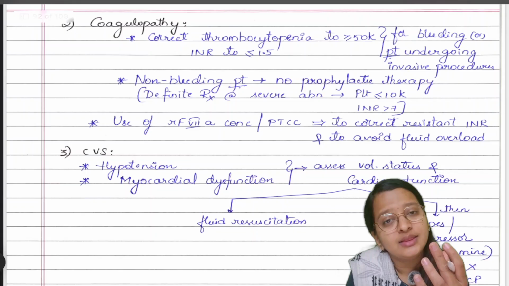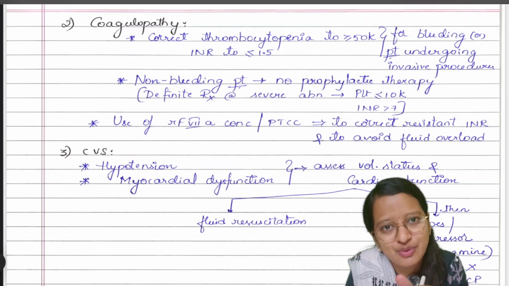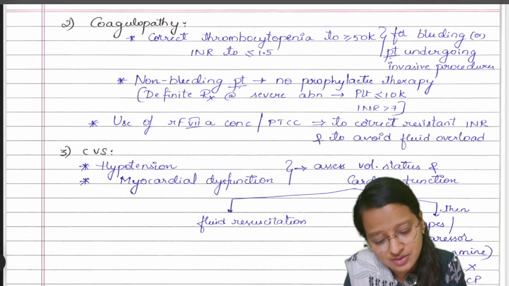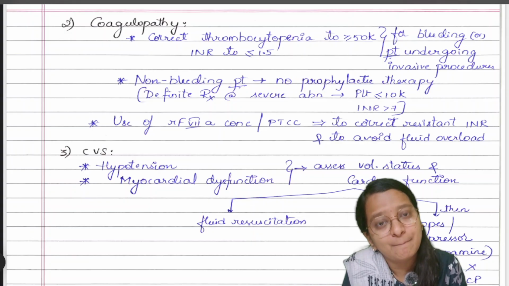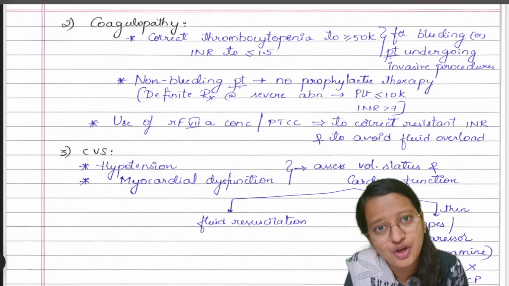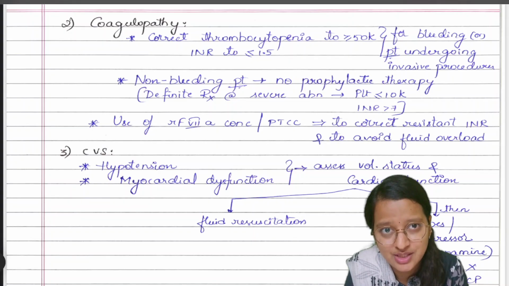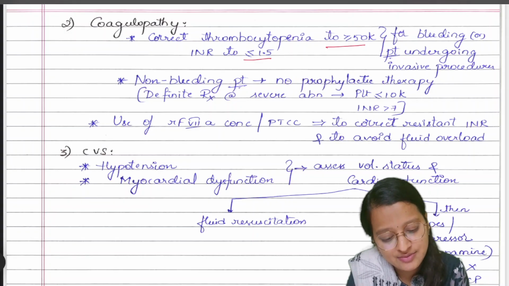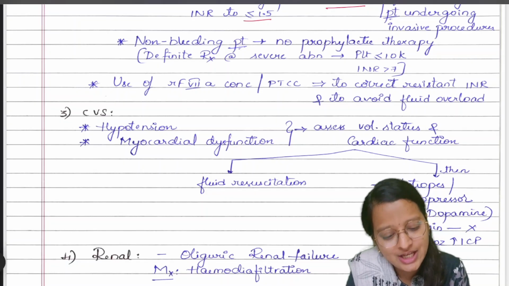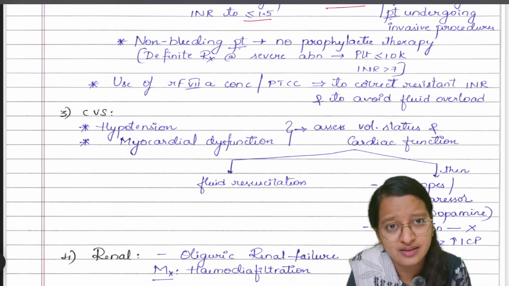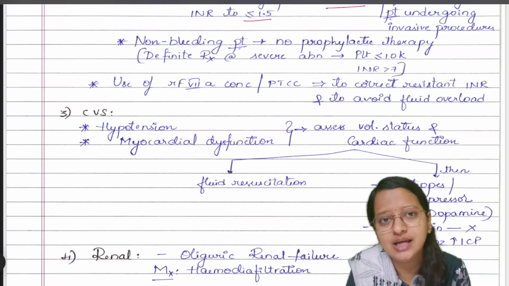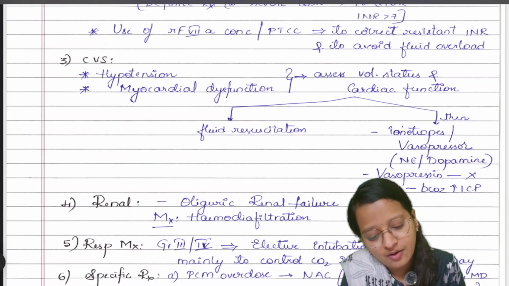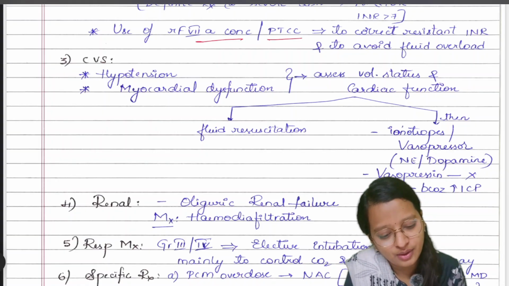Coming to coagulopathy, the correction or treatment for coagulopathy depends on the situation, whether the patient is bleeding or not, or whether any procedure is indicated for the patient. If the patient is bleeding or the patient has to go for an invasive procedure, you have to maintain your platelet levels at least greater than 50,000 and INR less than 1.5. If the patient is not bleeding, you don't give prophylactic platelets. We have to give platelets if there is any indication, like an abnormal decrease in platelets, less than 10,000, or bleeding or abnormal increase in INR. Otherwise, for resistant cases, we can go for recombinant factor 7A concentrate and prothrombin complex concentrates.